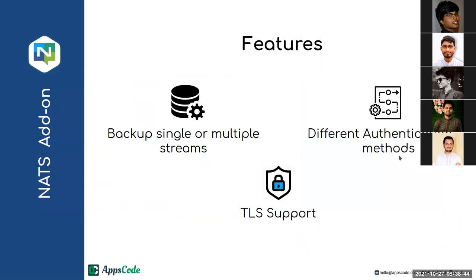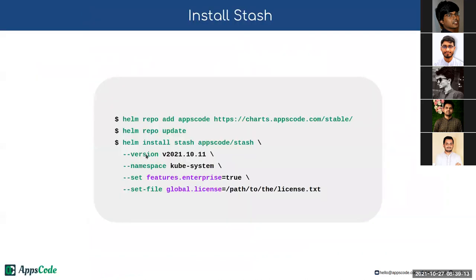Now, Stash supports extending its functionality through add-ons. The NATS add-on enables Stash to backup and restore NATS streams. Let's take a look at some of its features. Basically, you can backup single or multiple streams. It has different authentication method support that is provided by NATS. It also has TLS support. So how can you install Stash? Here are the commands to install Stash using Helm.